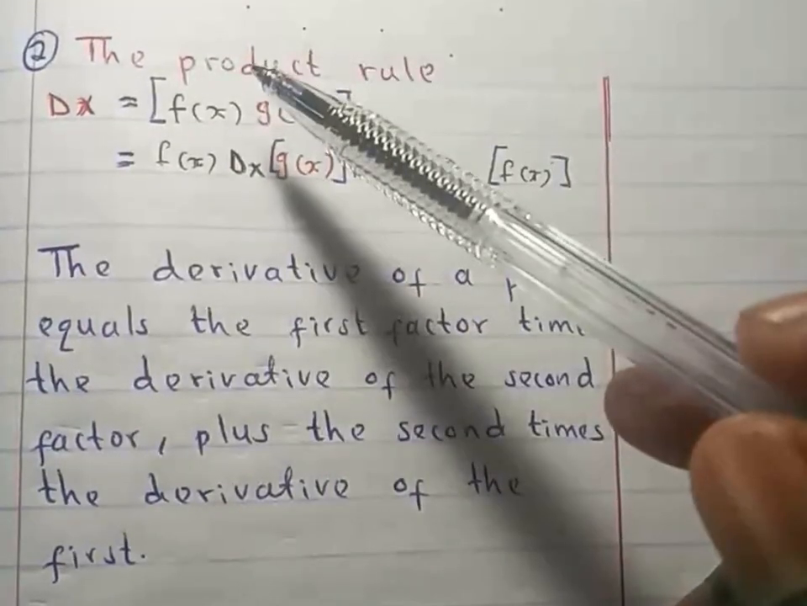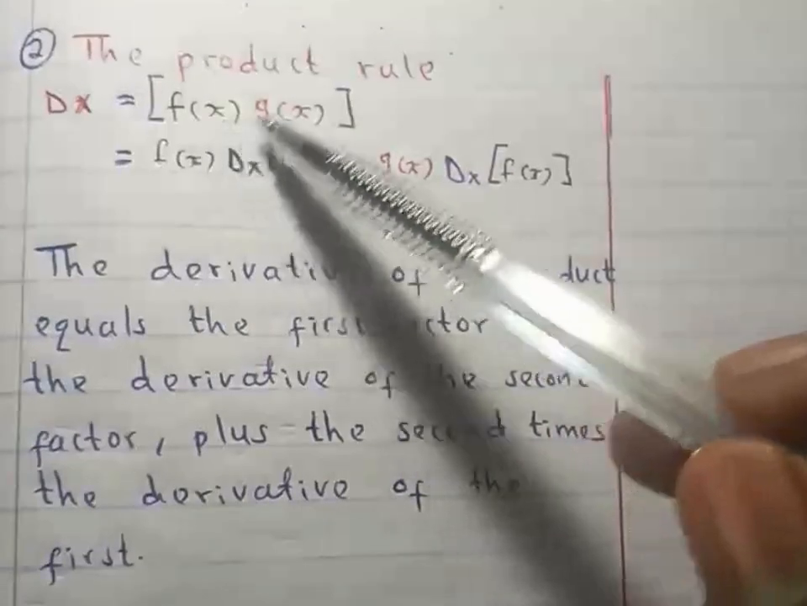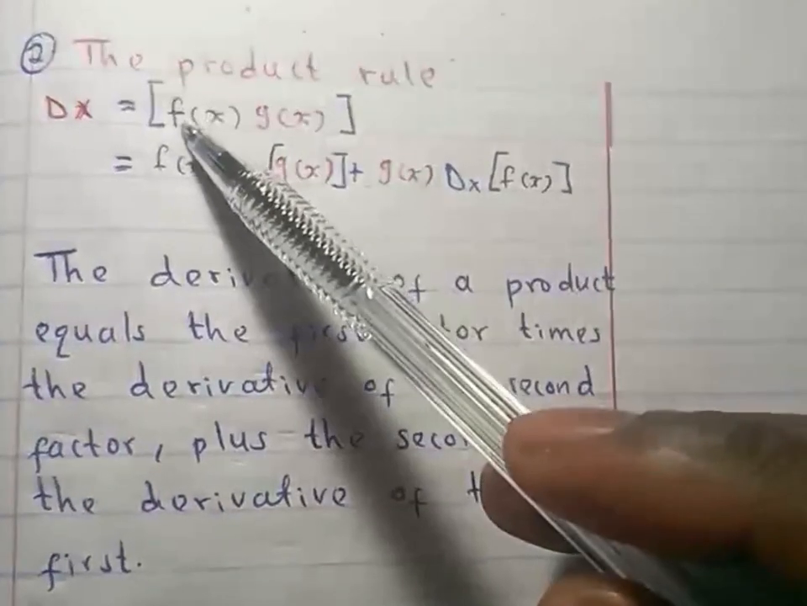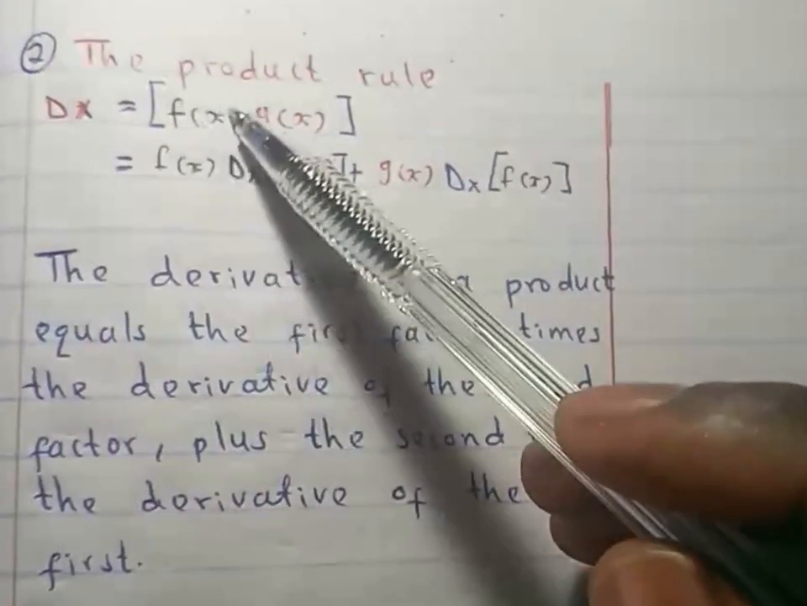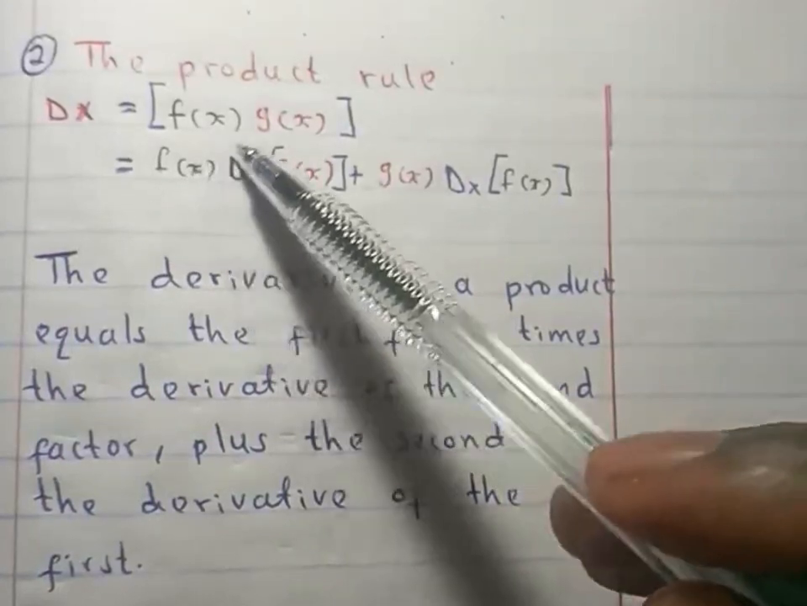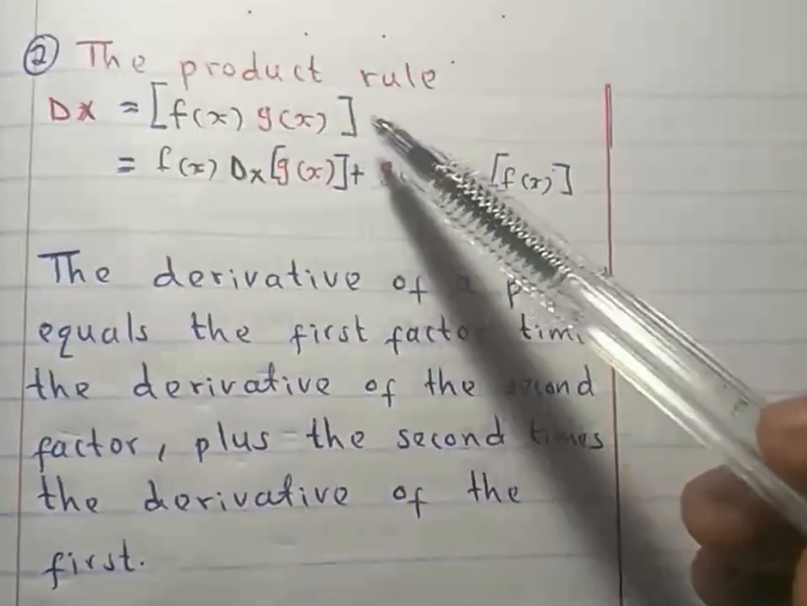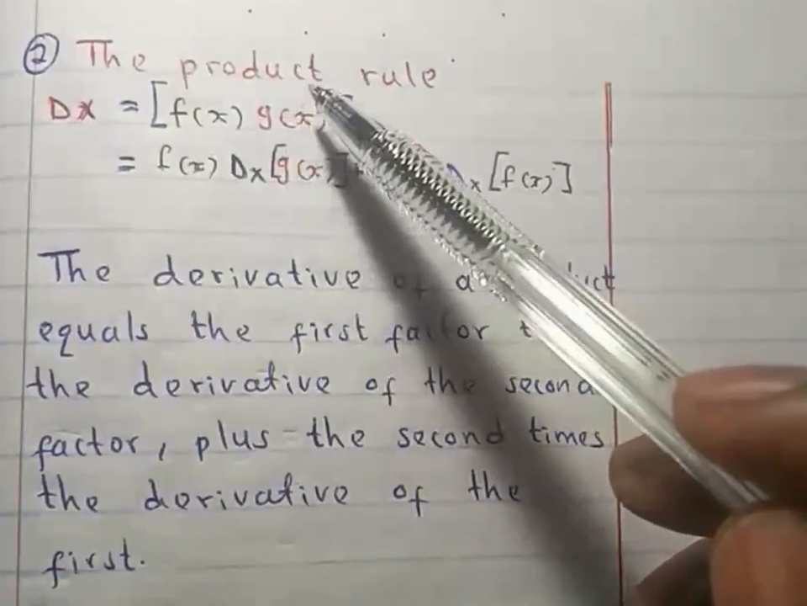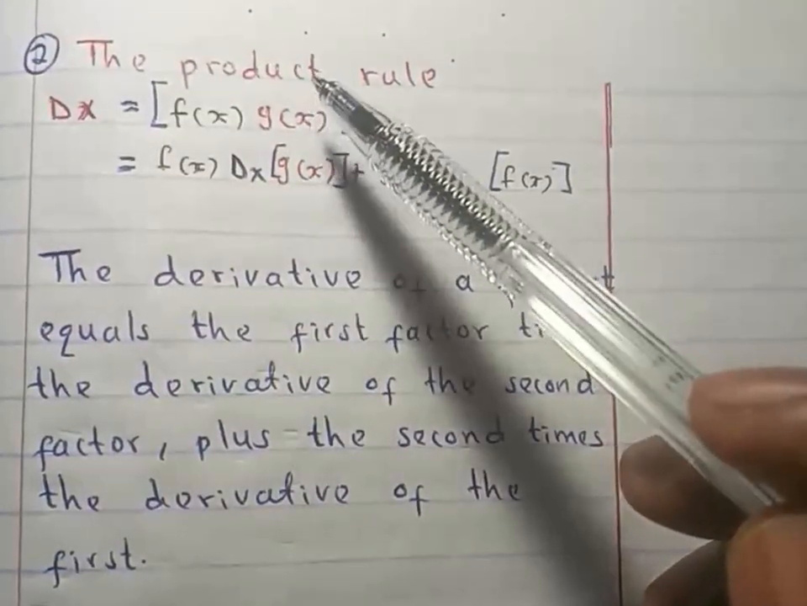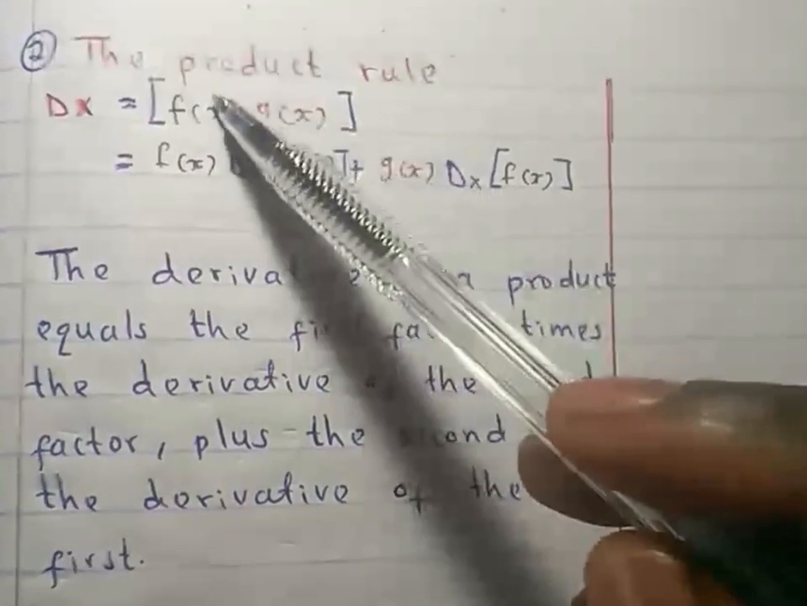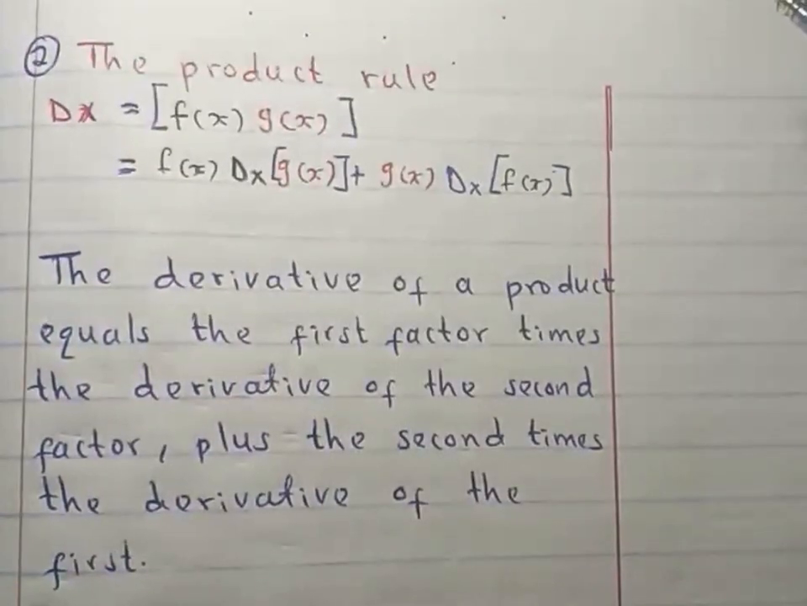Now, the differentiation of f of x and g of x will require that you hold the first function f of x constant as you differentiate the second function g of x, plus you hold now the second function constant while you differentiate the first function.